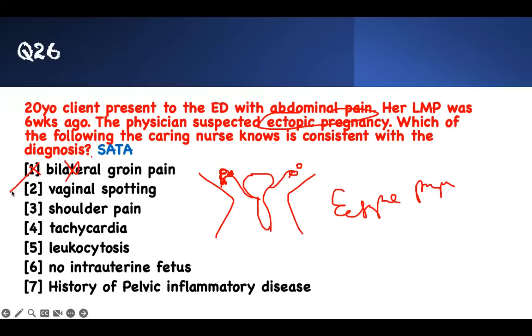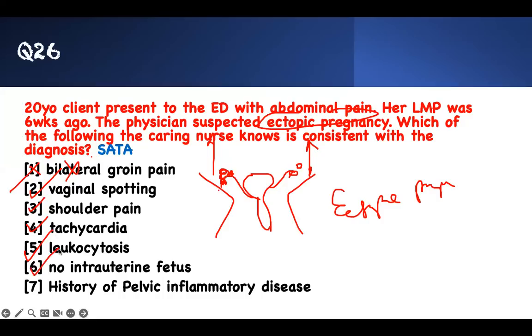Vaginal spotting, yeah, you can bleed. Shoulder pain, yeah, it depends. If it's on this side, you go to that shoulder. If on this side, you go to that shoulder. So left or right shoulder, depending on where the ectopic pregnancy is located. Tachycardia, yeah, the patient may be in shock, bleeding, so they will show tachycardia. And leukocytosis is similar: your white count will go up, with all the inflammation going on. No intrauterine fetus, yeah, that's the definition of ectopic pregnancy.